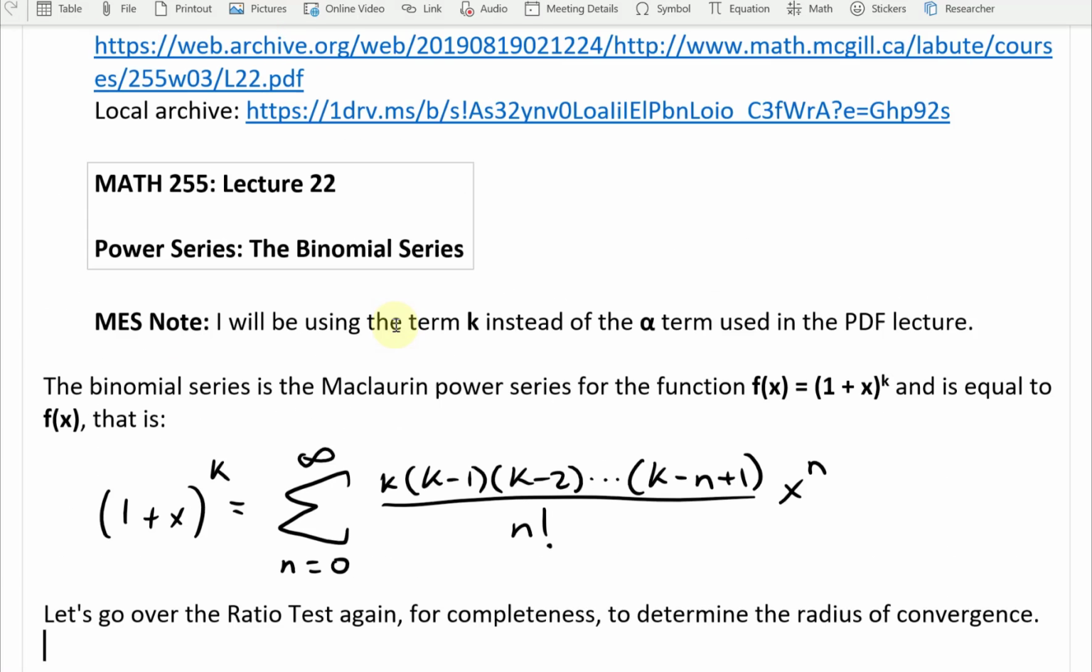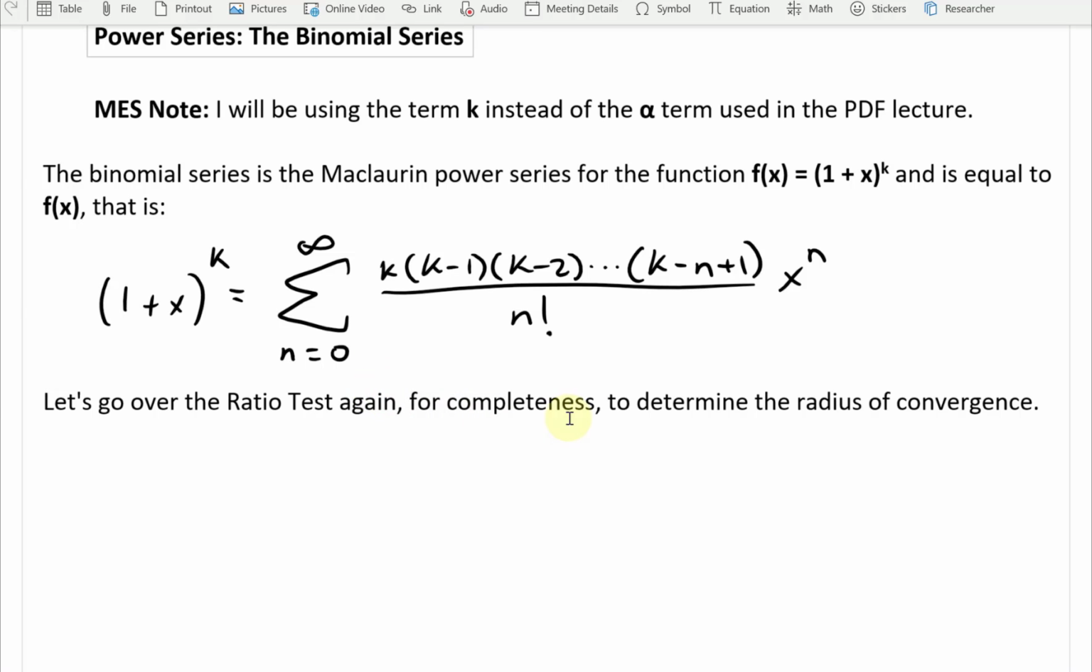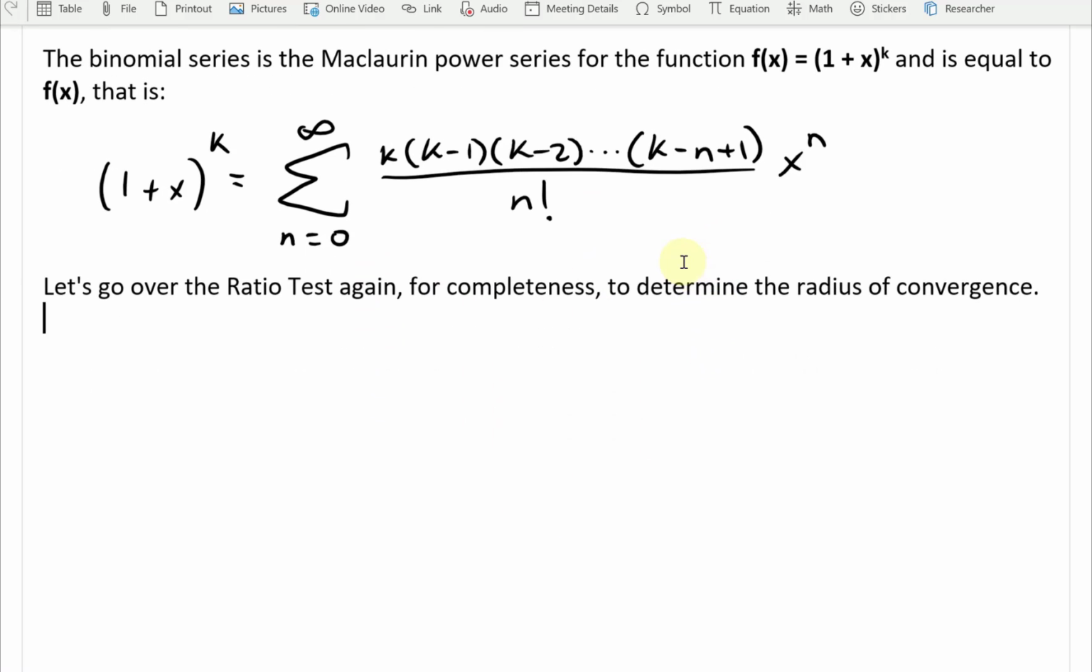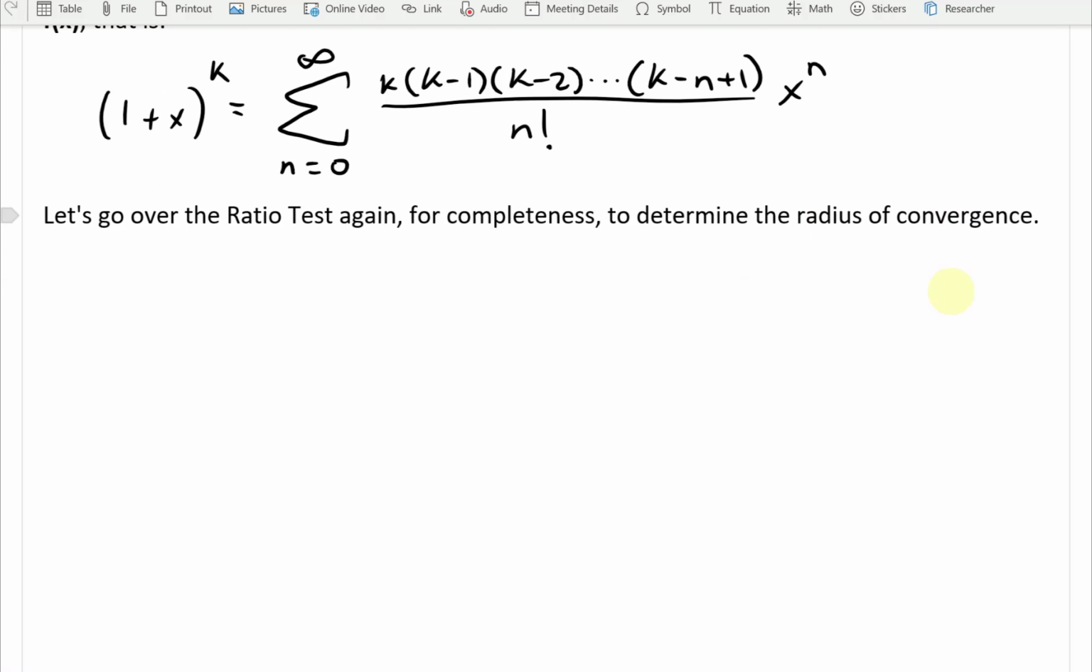Alright, and now let's go over the ratio test again for completeness, just to get it all in this video, because we're dealing with convergence. To determine the radius of convergence, remember the ratio test, and I have it ingrained into my brain right now. So it's just going to be a sub n plus 1 over a sub n, and then we're going to take the limit afterwards of it. So here is going to be like this. This equals, and then we're going to write the factorials like this.